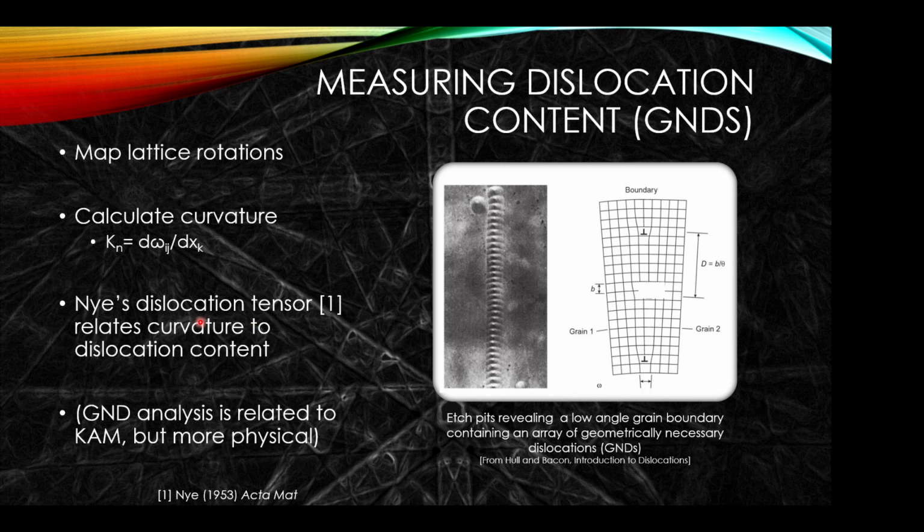to the dislocation content. In a formal sense, the GND analysis, the excess or geometrically necessary dislocations, is related to the kernel average misorientation, but GND is more physical, specifically as it involves a step size. It's a curvature, it's a rate of change of orientation gradient with respect to distance. It's very useful, we use it lots.